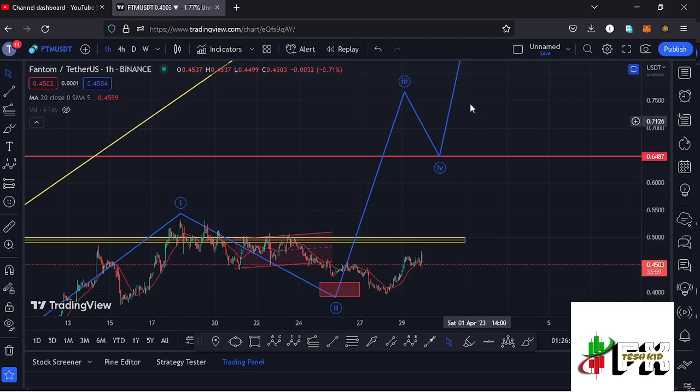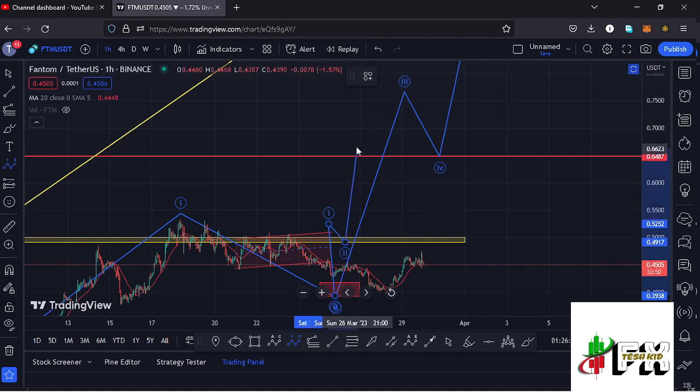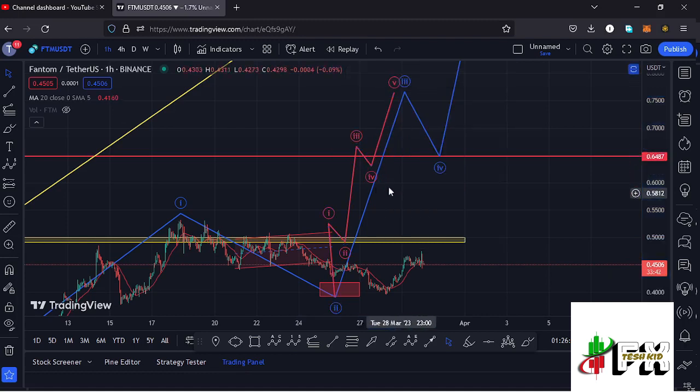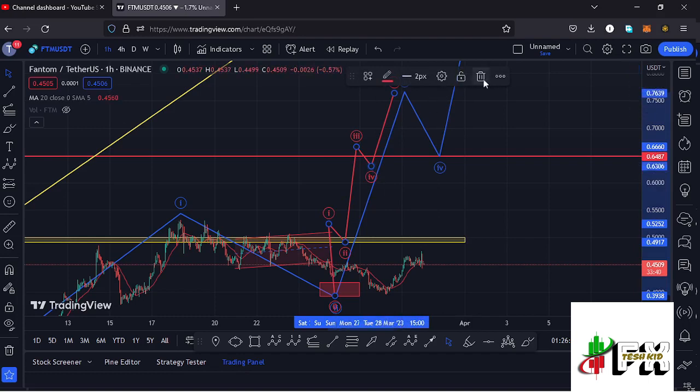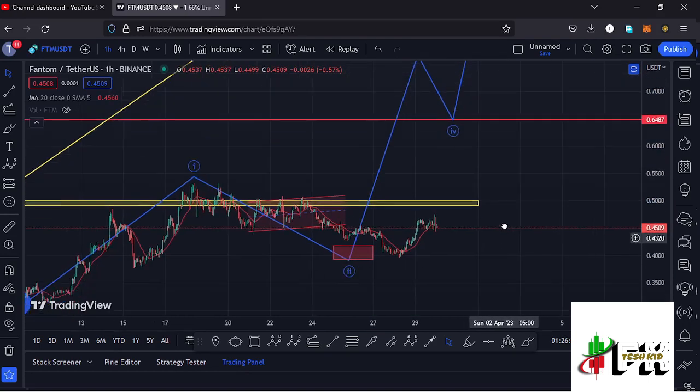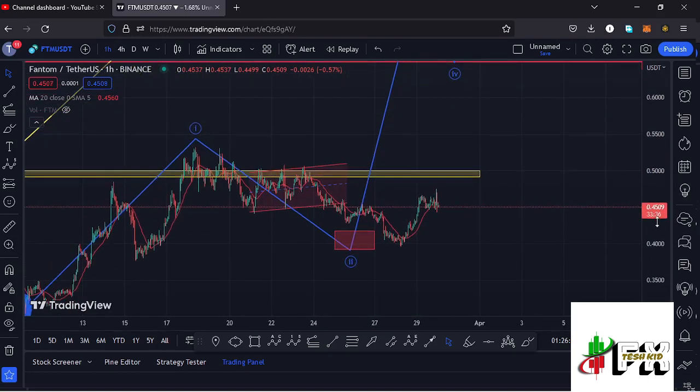And since we are in the formation of this wave 3 to the upper side, which is also impulsive, I'm also expecting to see another micro Elliott wave count within the formation of that higher Elliott wave count 3, having the wave 5 fully maximizing our target areas and also giving us the high for that larger Elliott wave count 3 to the upper side.